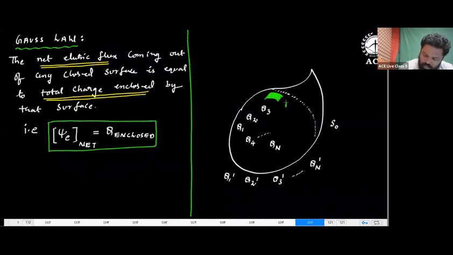And what is the area of this one? dA. Clear? And what is the normal as it is a closed surface? The normal direction is always outwards, isn't it? There is no doubt in that.